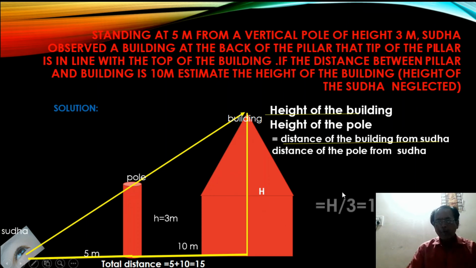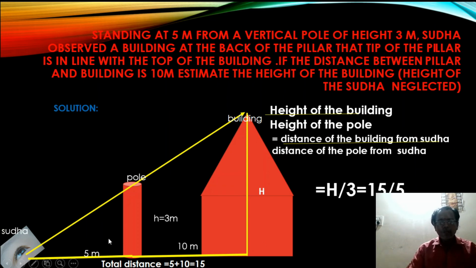Now here the height of the building is taken as h and the height of the pole is taken as 3, and this is equal to the distance of the building from Sudha. It is given that the distance from the pole to Sudha's eye is 5 meters, and the distance from the pole to the building is 10 meters. So the total distance from Sudha's position to the building is 5 plus 10, 15 meters. That's why I wrote 15 divided by the distance of the pole from Sudha, which is 5.